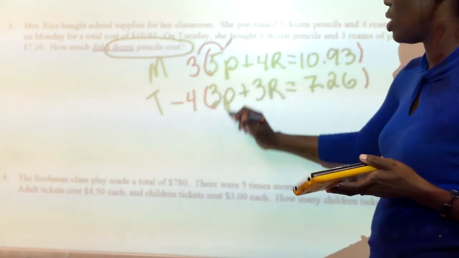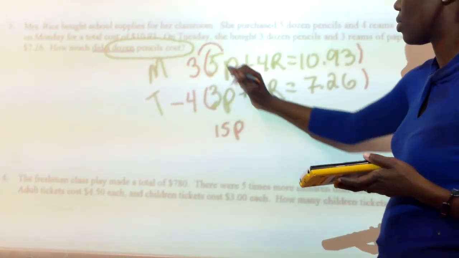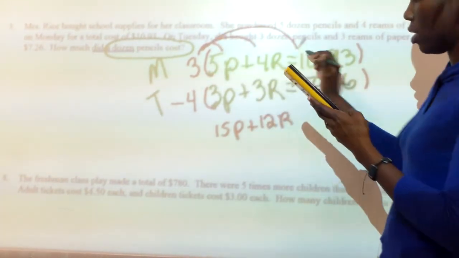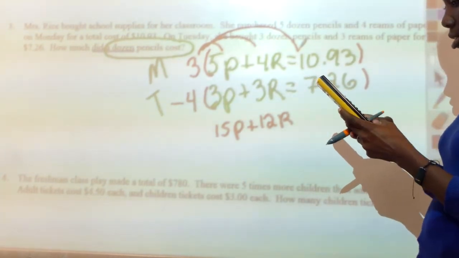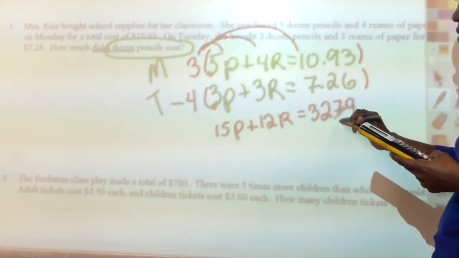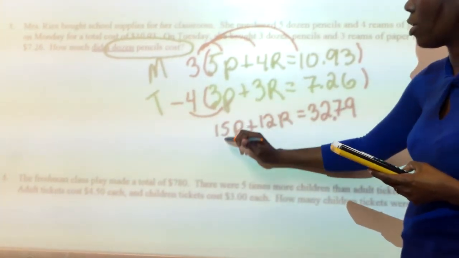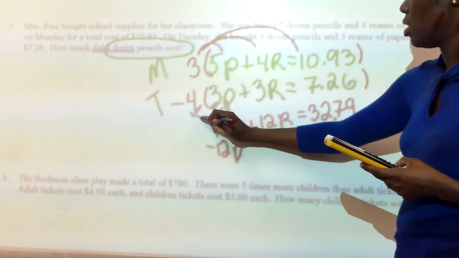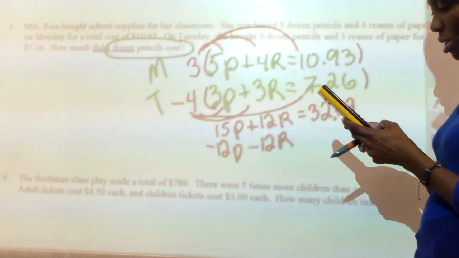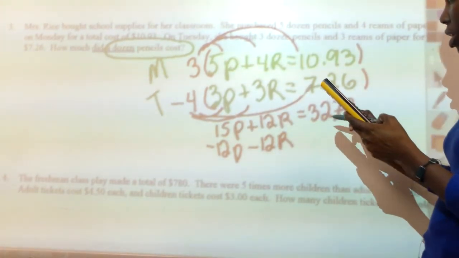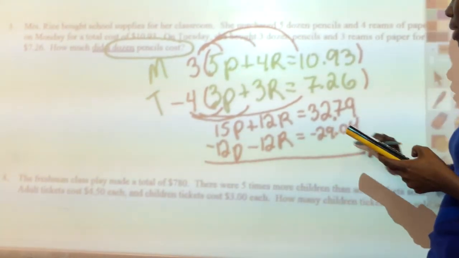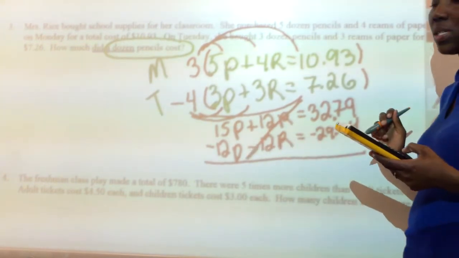So I'm going to distribute 3 and get 15p plus 12r. And then 10.93 times 3 is going to equal 32.79. On the bottom, I'm going to distribute -4, and I'm going to get -12p, -12r, and then 7.26 times -4 equals -29.04. And so now when I combine both lines, the reams cancel.